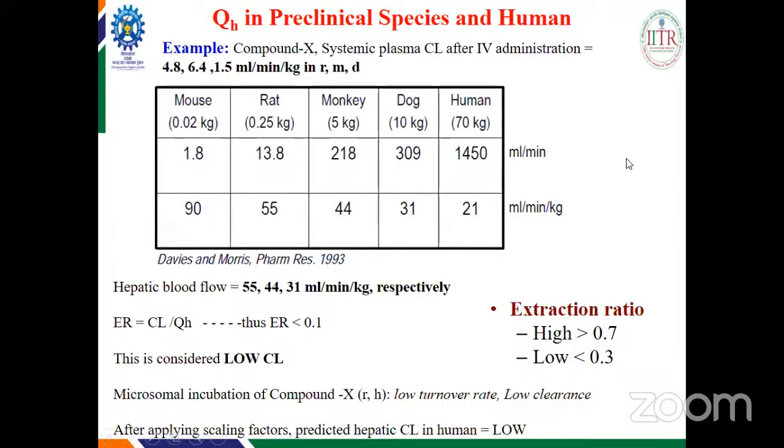Now I'm asking you whether this compound is a low clearance compound or a high clearance compound. We will say this compound is low clearance, because the rat hepatic blood flow is 55 ml per minute per kg, but my rat clearance is only 4.8 ml per minute per kg. So it means my compound is a low clearance compound. And how have I decided this? Because 55 is the hepatic blood flow in the rat. Similarly, in the monkey it is 44, and in the human it is 21 ml per minute per kg. If I have in vivo data or in vitro data, I can correlate this clearance number with the hepatic blood flow, and I can tell whether my compound is a low clearance compound or a high clearance compound.